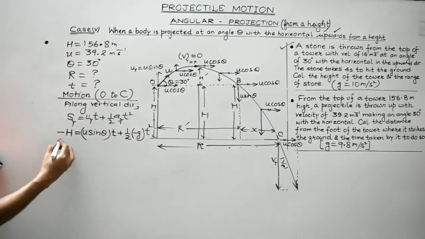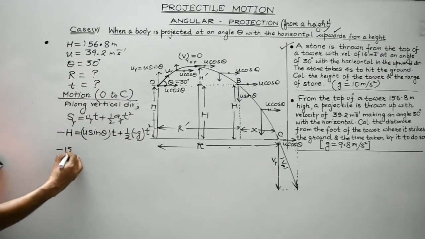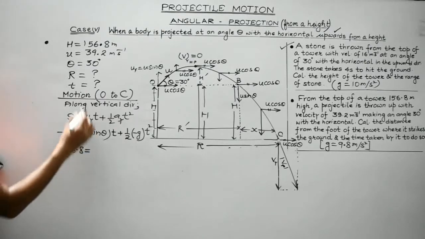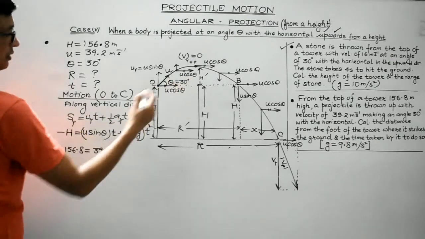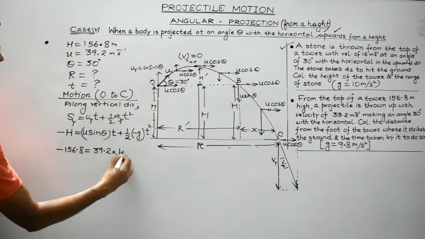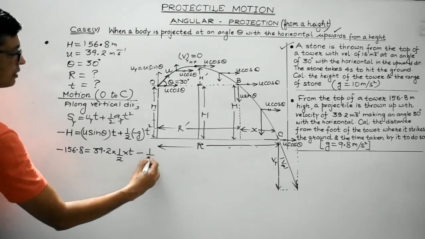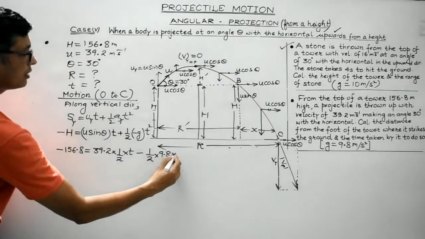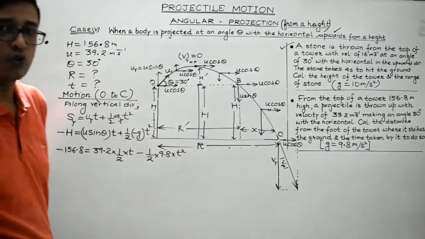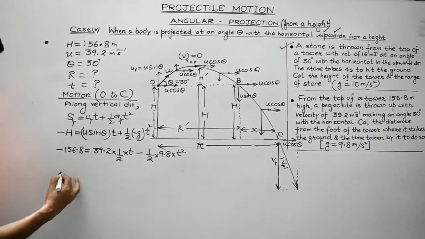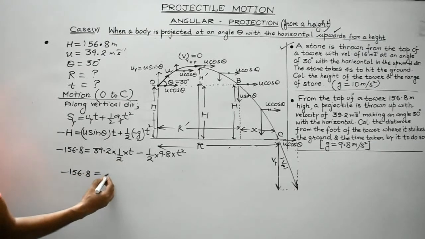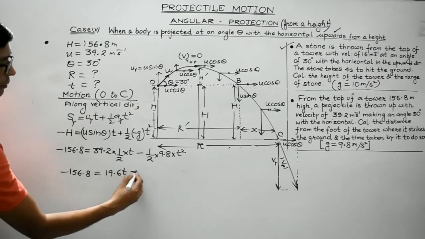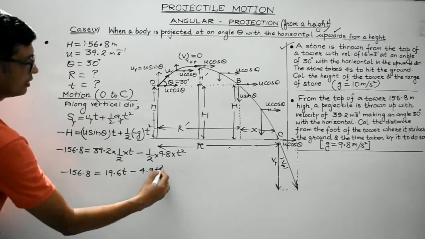So let's substitute the value. Minus h is given to be 156.8. u is given to be 39.2, theta is 30. Sine 30 is half, into t, minus half into 9.8 into t square. I think it will be a quadratic equation in t, right? Let's do it. 156.8 is equal to, it will give us, 19.60 t minus 4.9 t square.